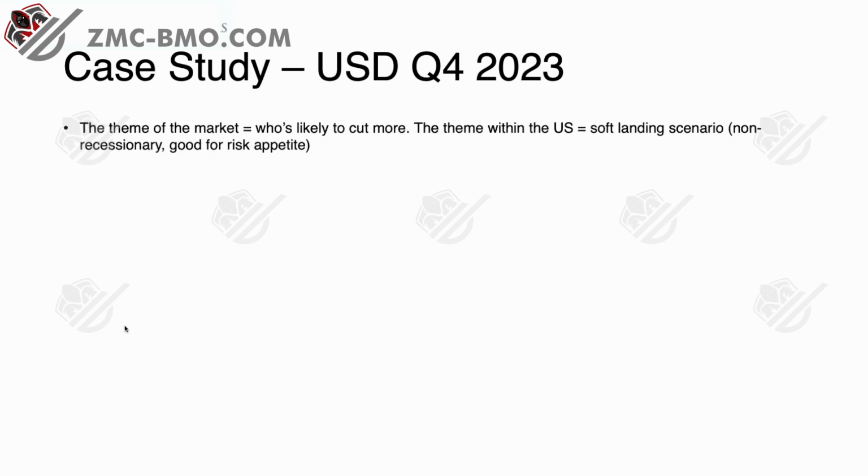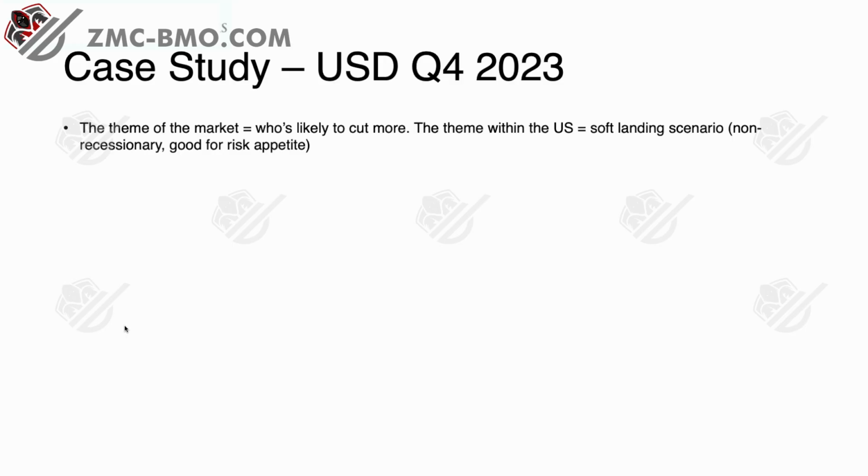Now, the theme of the market is who's likely to cut more. The theme within the US is the soft landing scenario, non-recessionary, good for risk appetite. Risk appetite meaning the stock market, a higher Aussie dollar, or a higher AUD, higher New Zealand dollar, for example. So those are the two themes at the moment. One, the main market theme is who's going to cut first. And then the theme within the US is that soft landing scenario. Everyone who talks about the US is talking about soft landing or hard landing. That's clearly a theme. Like I've mentioned, to understand the theme is just to understand what everyone is talking about.